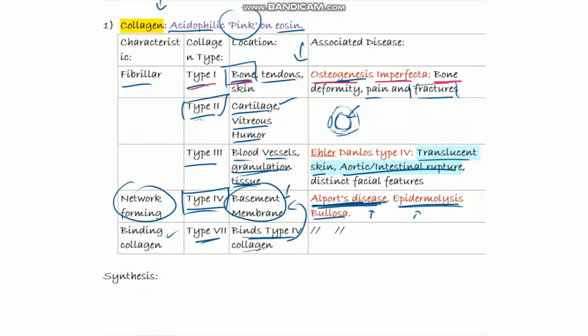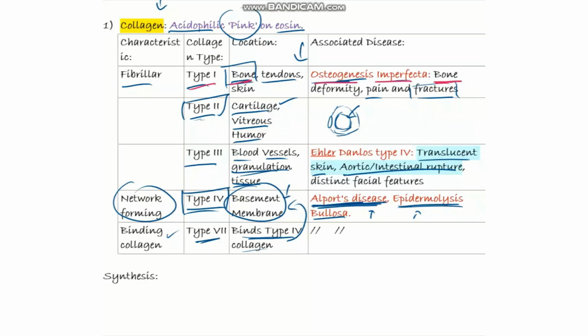All right, so next up is the synthesis of collagen. Even though the synthesis of collagen is concerned mostly with biochemistry and cell biology, we have to do this in histology as well. And the reason for that is because there's pathology associated with it. And to better understand that pathology, we have to do the synthesis, so we can relate to what's going wrong in the synthesis, which is causing certain diseases.